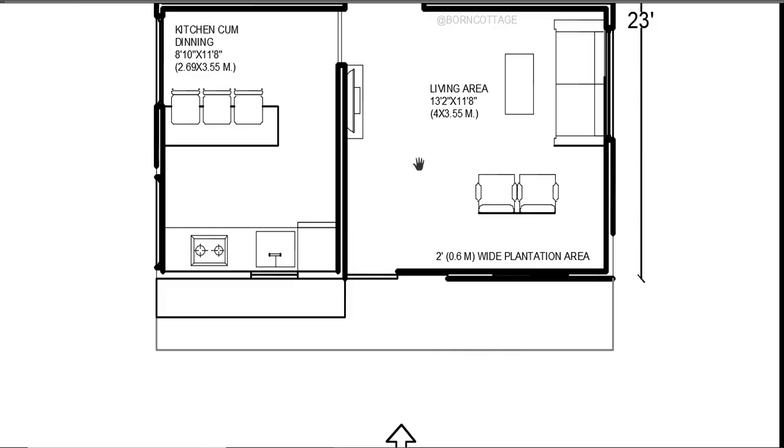So we have living area. You can see here the sofa arrangement, tea table arrangement, TV unit on the front wall and chair arrangement. Also two large size window for ventilation and light purpose of this living room.